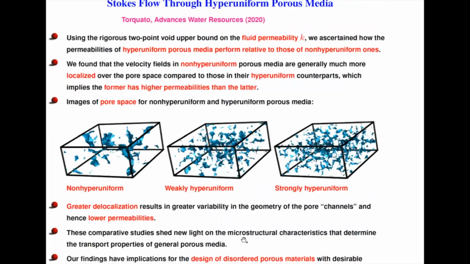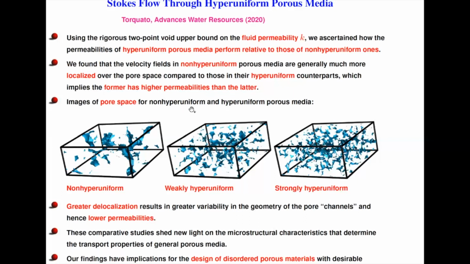Okay. Now, let me just say some key results from this paper. So you can use this 2-point void upper bound in the way I just described, right? And then you can ascertain how the permeabilities of the hyperuniform ones behave compared to the non-hyperuniform ones. So we're going to use this 2-point bound to at least qualitatively say what is going on. What do we learn about hyperuniform porous media versus non-hyperuniform? Now I found that the velocity fields in the non-hyperuniform porous media are generally much more localized over the pore space compared to those in the hyperuniform counterparts, which implies that the former are going to have higher permeabilities than the latter because of the localization.